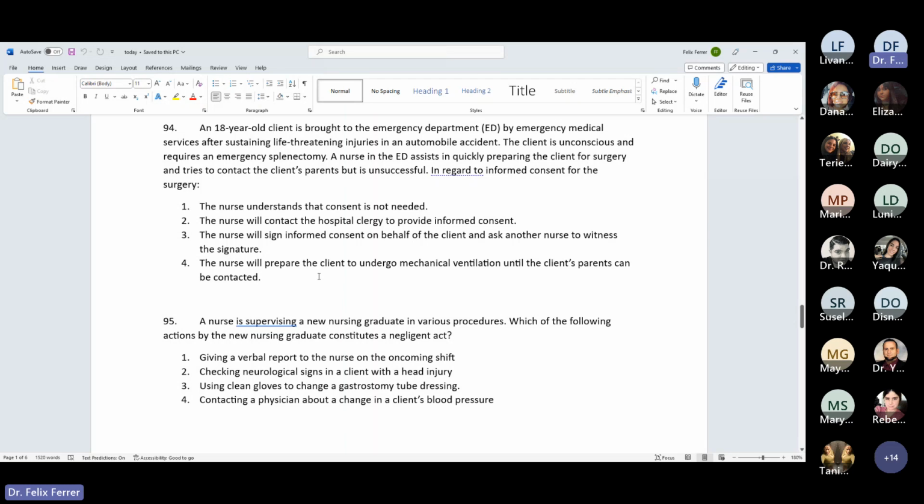An 18-year-old client is brought to the emergency department by emergency medical services after sustaining life-threatening injuries in an automobile accident. The client is unconscious and requires an emergency splenectomy. A nurse in the emergency department assists in quickly preparing for the client's surgery and tries to contact the client's parent, but is unsuccessful, in regard to the informed consent for the surgery. The nurse understands that the consent is not needed. Now, how do you classify that type of informed consent?